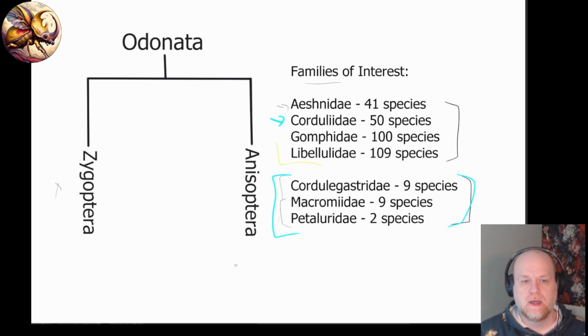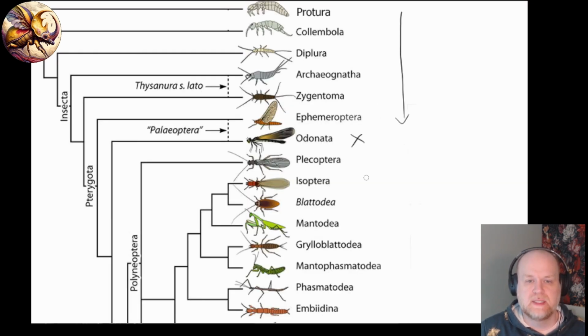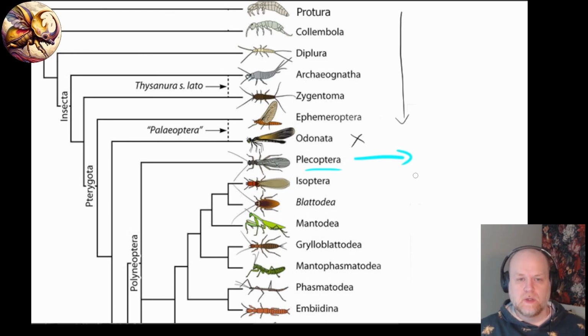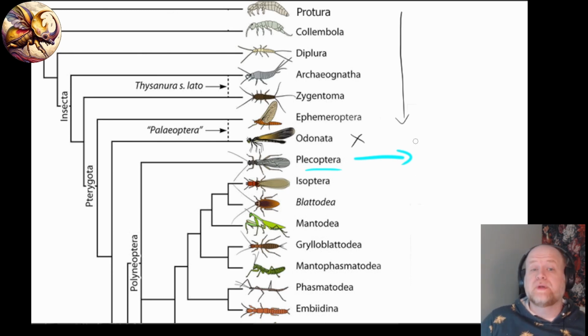The next group that I'm planning on talking about will be the Plecoptera, which are the stoneflies. And this is another group of semi-aquatic insects where the nymphal stage is in the water and the adults can kind of fly, although they're not very good flyers. But they are an interesting group, and that is what I will be talking to you guys about next. And I'll see you then.